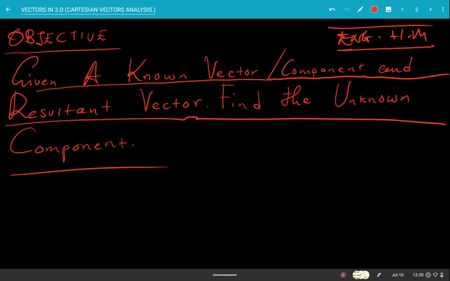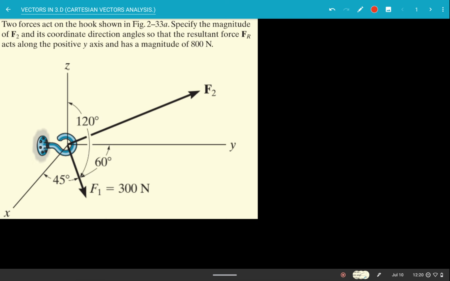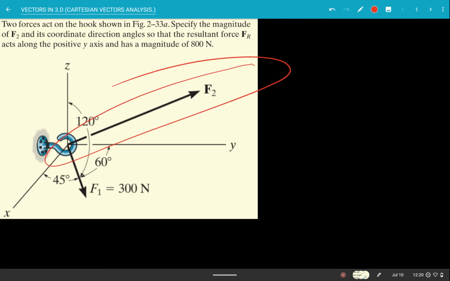We'll understand this with an example. Two forces act on the hook shown in the figure. Specify the magnitude of F2 and its coordinate direction angles so that the resultant force Fr acts along the positive y-axis and has a magnitude of 800 newtons. So I've been given some information about force 1, which is the first component, and we need now to find the details of F2, which is the second component.